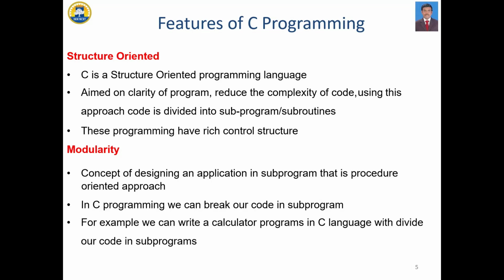Structure oriented. C is a structure oriented programming language aimed at clarity of the program and reducing the complexity of code. Using this approach, the code is divided into subprograms and subroutines. These programs have rich control structure.